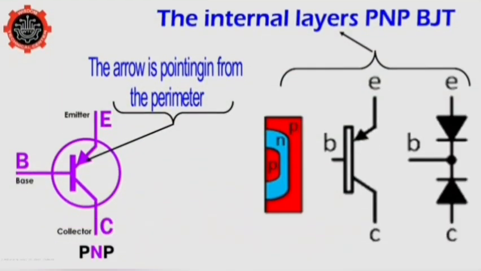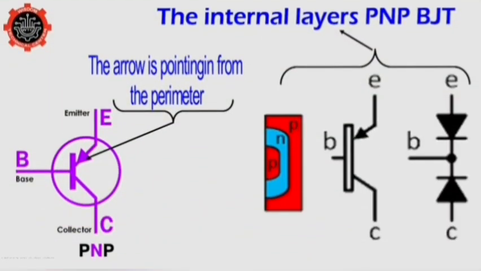And the easy way to remember this type of transistor in any engineering drawing is that the arrow is pointing in from the circumference of the circle, or the perimeter. So the equivalent circuit symbol, or the three internal layers for the PNP transistor, is very similar to two diodes placed or connected face to face.